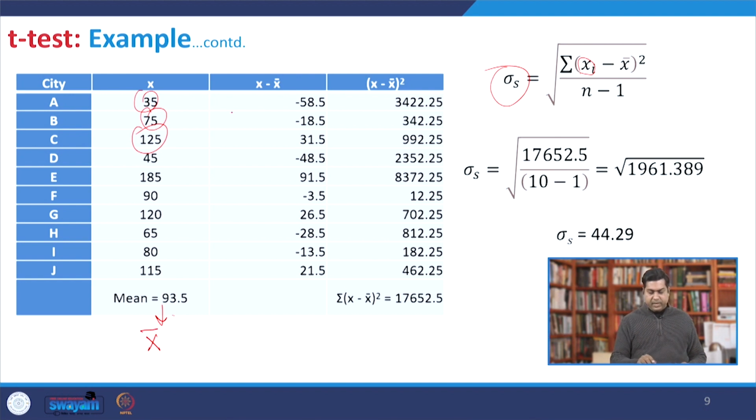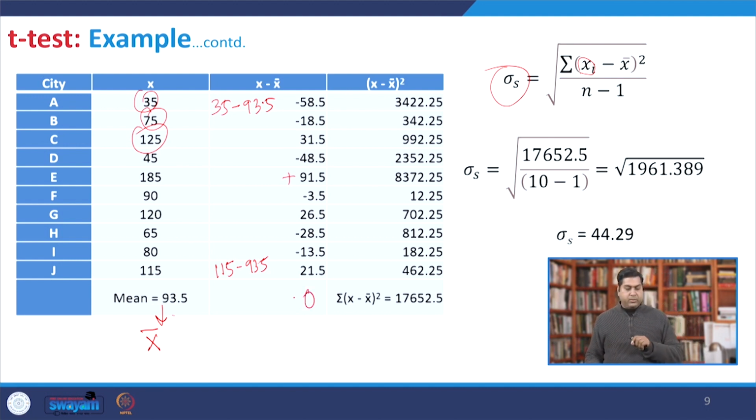Now, you try to make the difference. So, how are we getting this value? It is 35 minus 93.5. If we consider this, then again xi is 115 minus 93.5. So, like that you will see the difference. Somewhere it is positive, somewhere it is negative, and if you sum all of them, the sum total will be 0, you can check it.